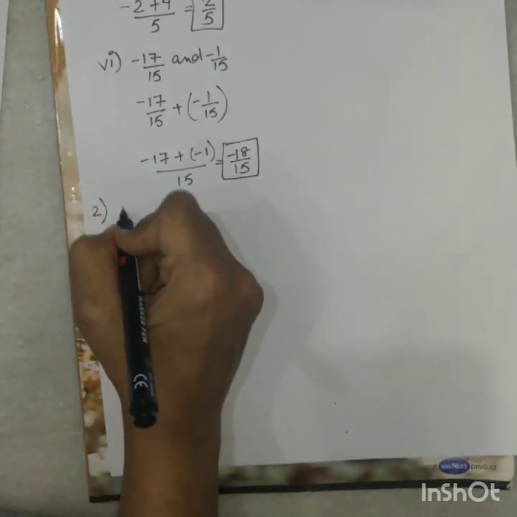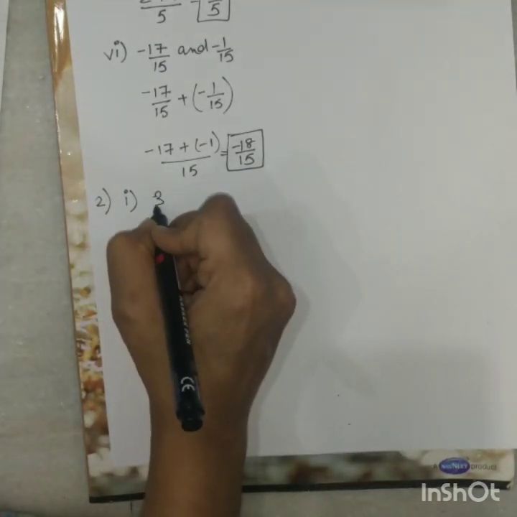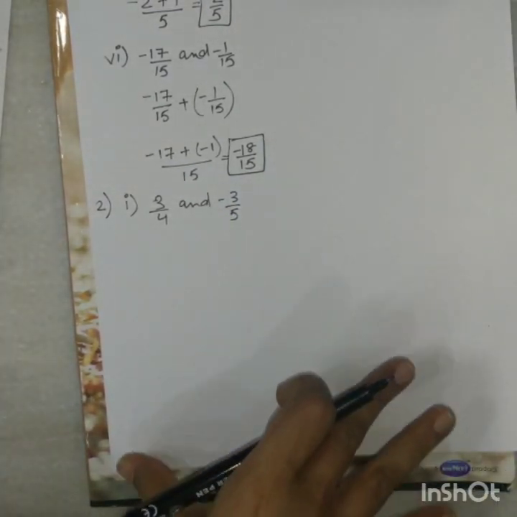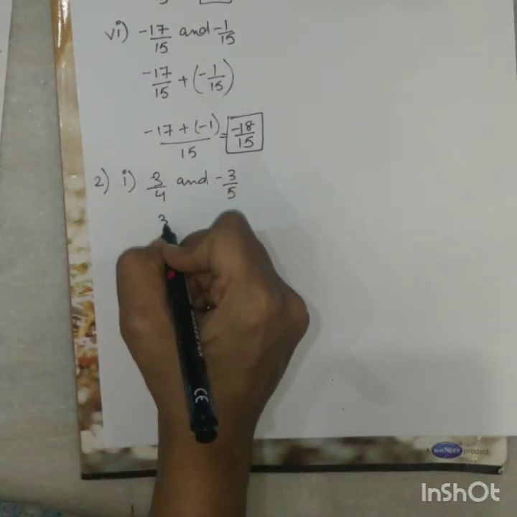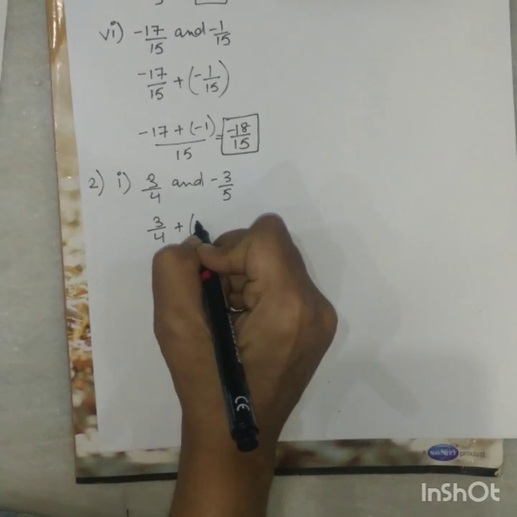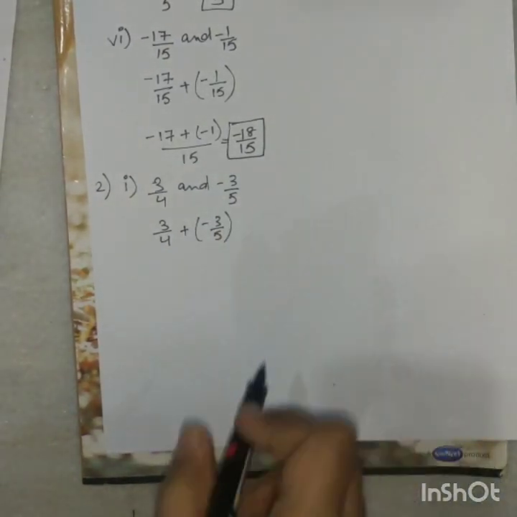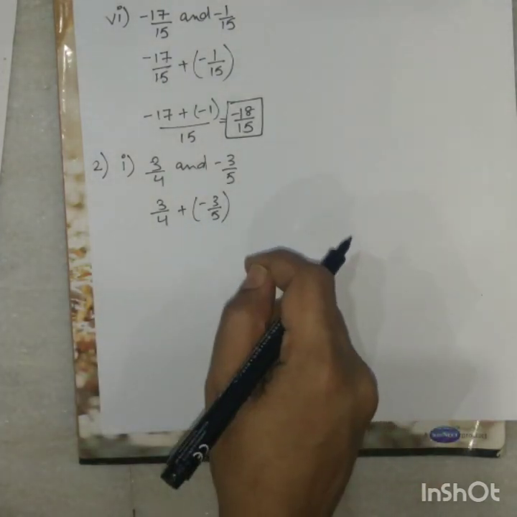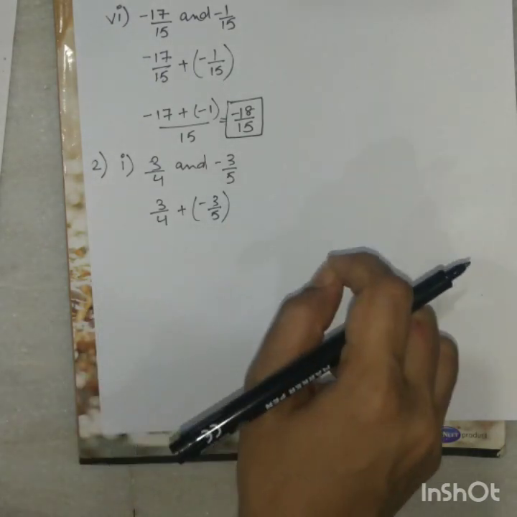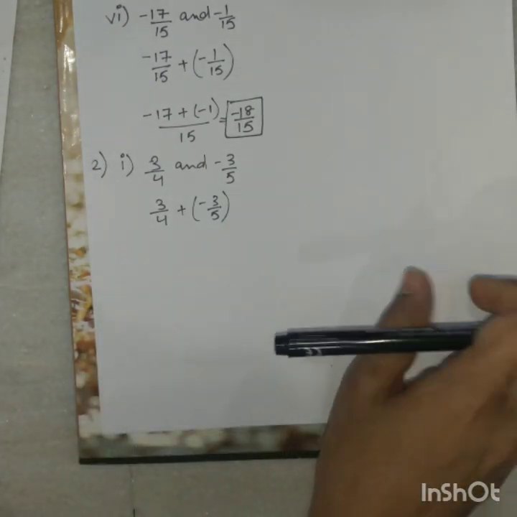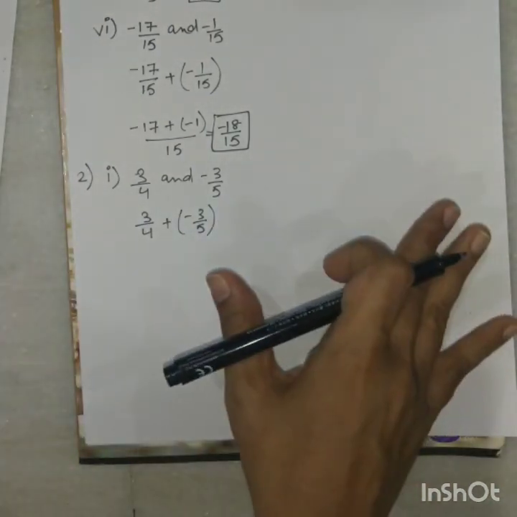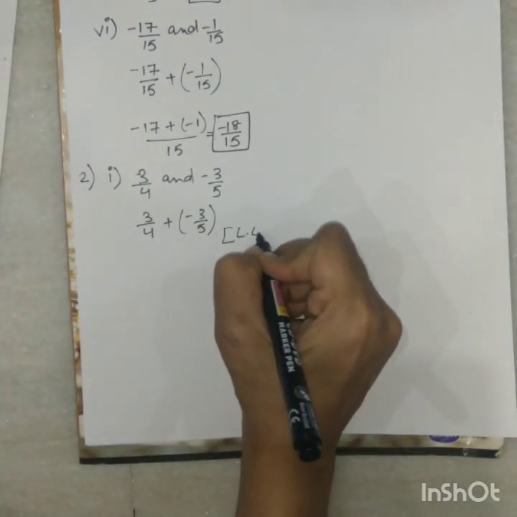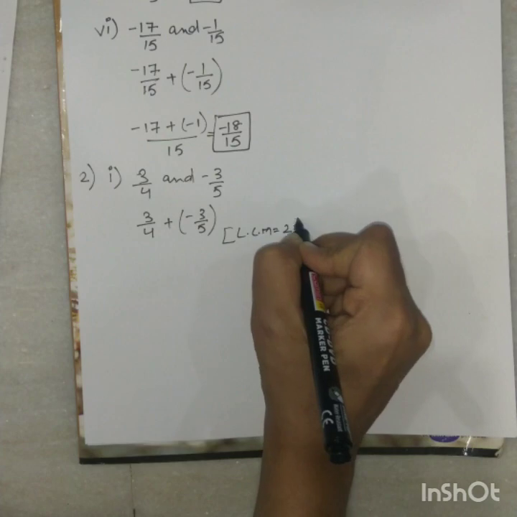Second one is, I'll start with the quotient only, 3 upon 4 and minus 3 upon 5. This also we are doing addition. So I'll put the sign first of all, 3 upon 4 plus minus 3 upon 5. Now you can see the denominator is not same. In this type of case, always what we do, we take LCM, lowest common multiple. You can do at the side if you want, or you can do in the rough, but here orally we know 4 and 5 LCM will be 20. So I'll write in a bracket, LCM is equal to 20.